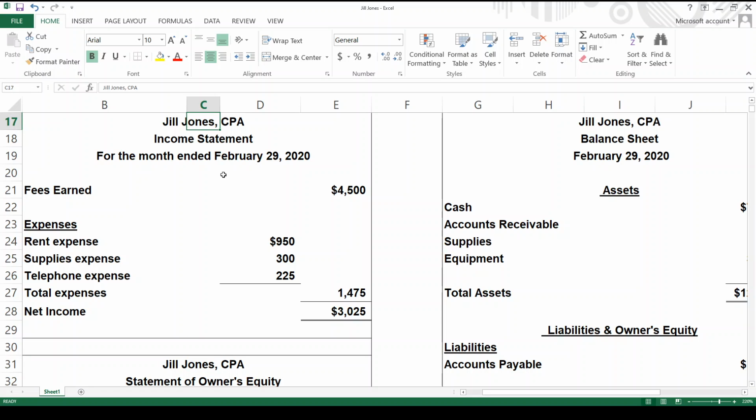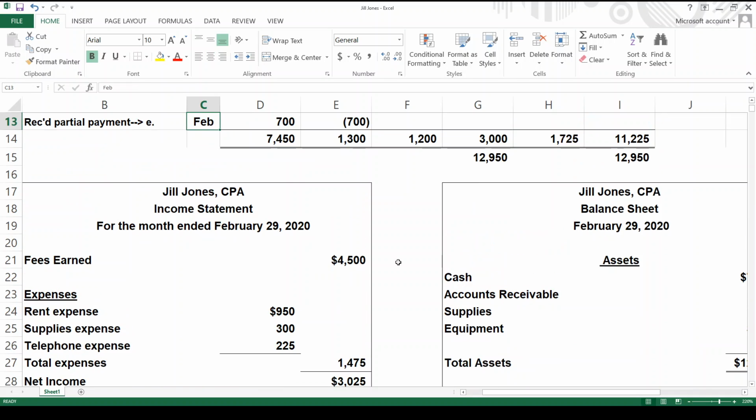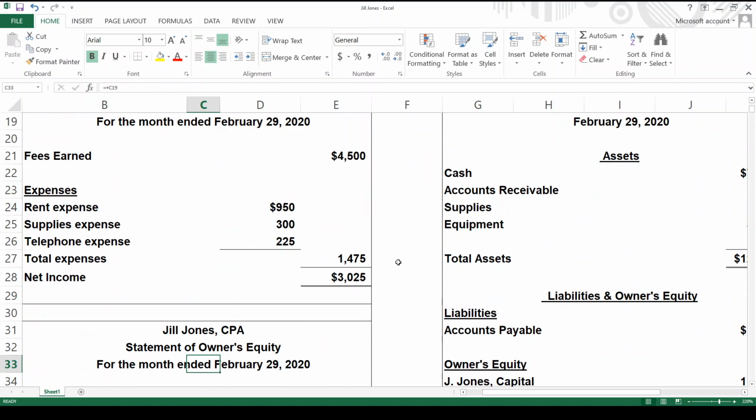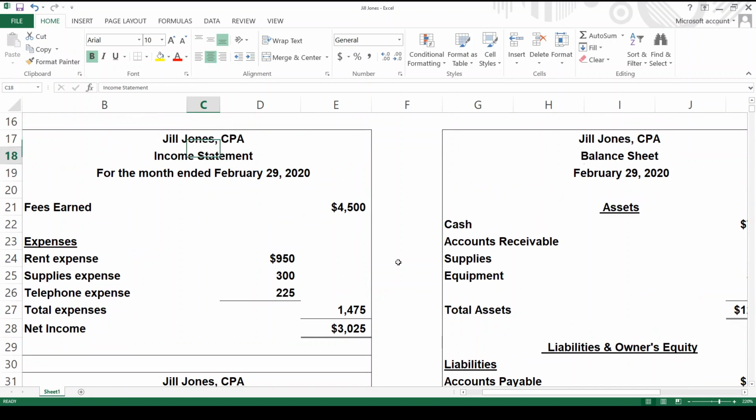This is Jill Jones CPA. It's going to be an income statement, and it's going to be for the month ended February 29. So you have to indicate the time period, so the user of the financial statement doesn't know, what is this? Is it for 1 month, for 2 months, for 11 months? How many months is it for? All right, it's just for 1 month.